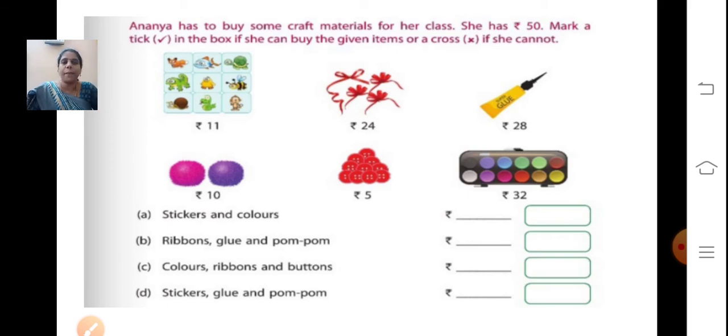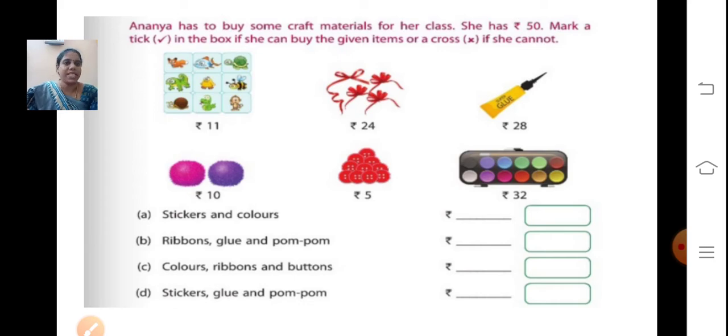Ananya has to buy some craft materials for her class. I'll read out the question one more time. Ananya has to buy some craft materials for her class. She has 50 rupees. So, how much money is she having now? 50 rupees she is having. Mark a tick in the box if she can buy the given items or a cross if she cannot.